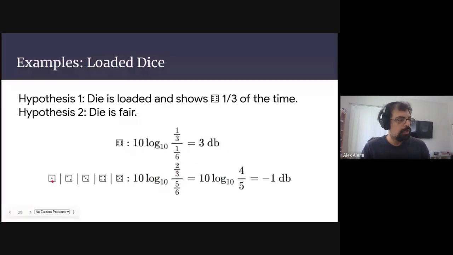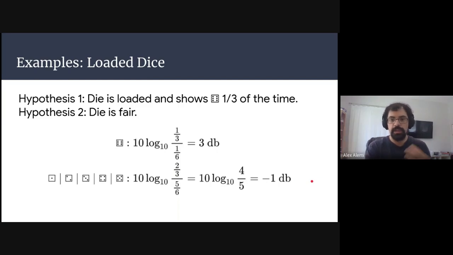We observed either a 1, a 2, a 3, a 4, or a 5. Let's compute the weight of evidence. 10 log 10 of 2/3 if the thing was loaded, because we said it was 1/3 if it was a 6, and then we're going to split it between the other outcomes, versus 5/6 if it was fair. That ratio is 4/5. That's 1 deciband, roughly. So every time you observe a non-6, it moves 1 deciband to the left. Every time you observe a 6, it moves 3 decibands to the right.